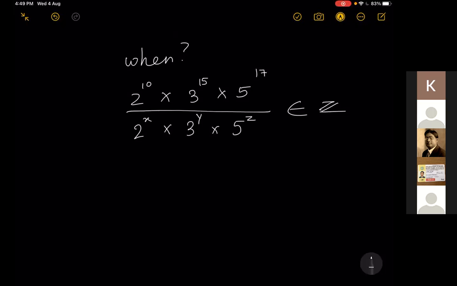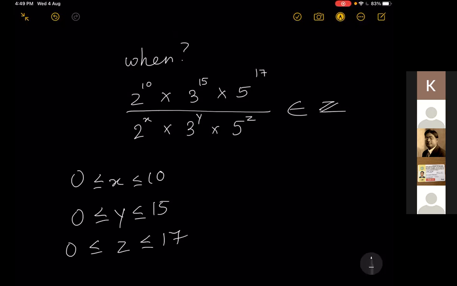Yes, sir. So x is less than or equal to 10, greater than or equal to 0. Similarly, for y it is 15, and for z it is 17. Everyone agrees? All these three have to take place together. Then only this will be a factor. Everyone got it? Sir, where x, y, and z all are natural numbers. Sorry, integers. Okay.